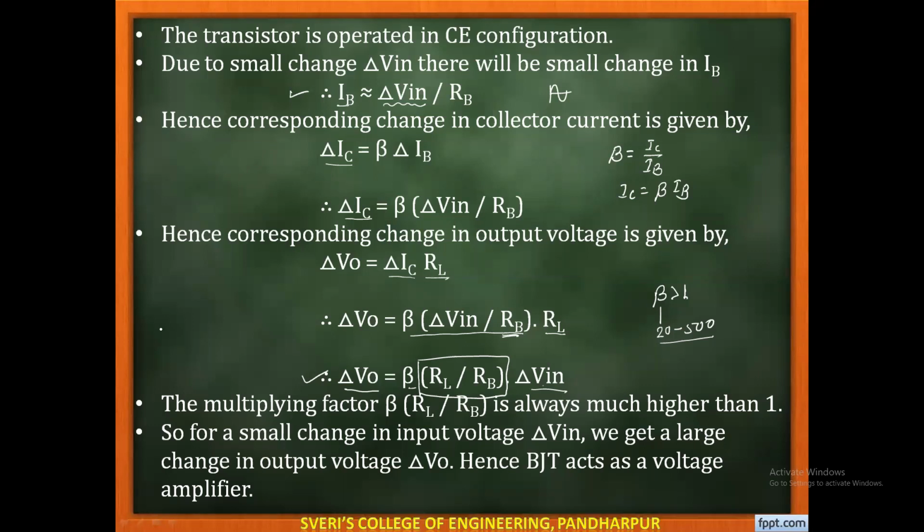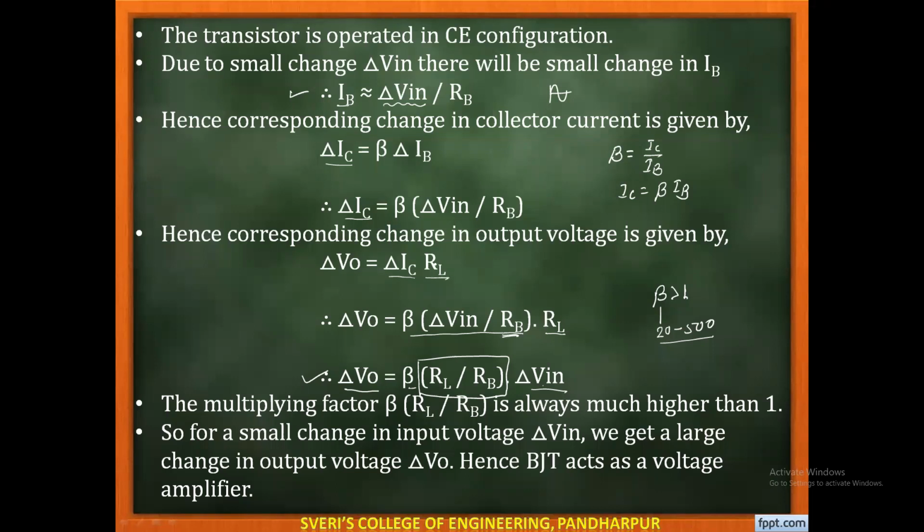In this way, the common emitter configuration gives the voltage amplification, and you can calculate it by using this formula. So in this way, we can say that the common emitter configuration acts as an amplifier circuit. So this is the first application.